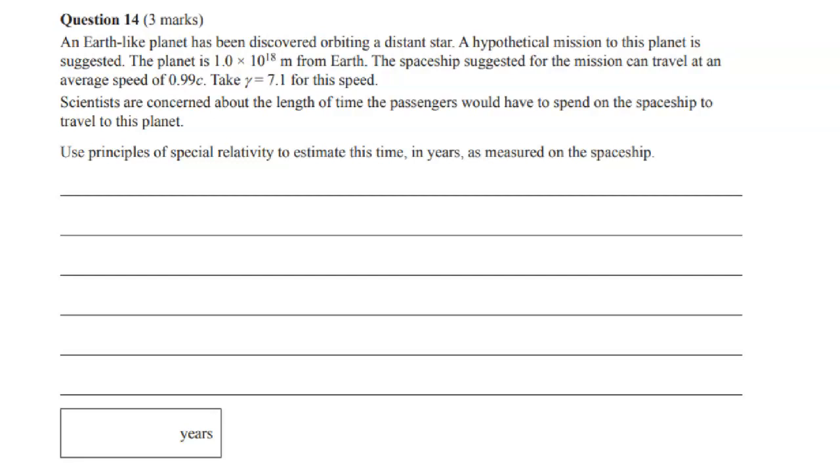They've already given you an answer that they want you to use, probably because they can't be bothered dealing with students with rounded answers, which is fine. Scientists are concerned about the length of time passengers would have to spend on the spaceship to travel to this planet. Use principles of special relativity to estimate the time in years as measured on the spaceship. We're going to approach this question in a slightly different way. We're going to look at it from the scientist's perspective, and then we're going to look at it from the spaceship people's perspective.